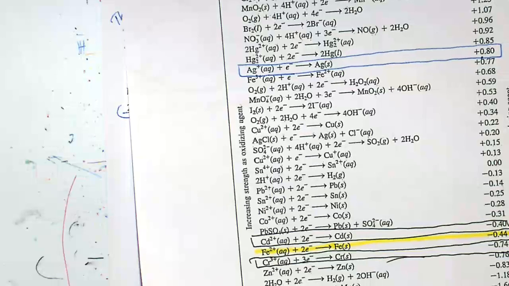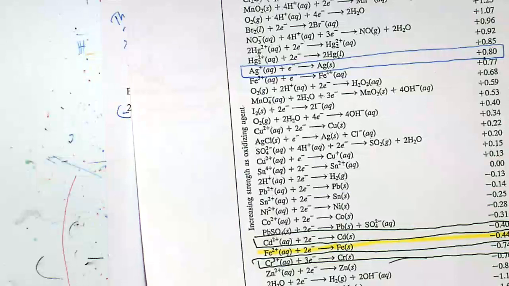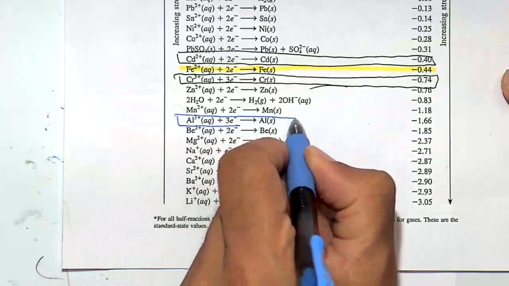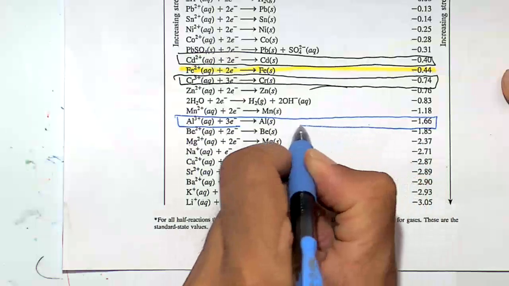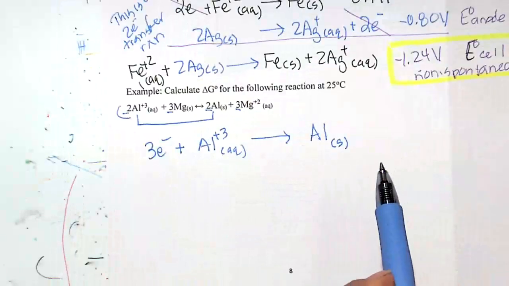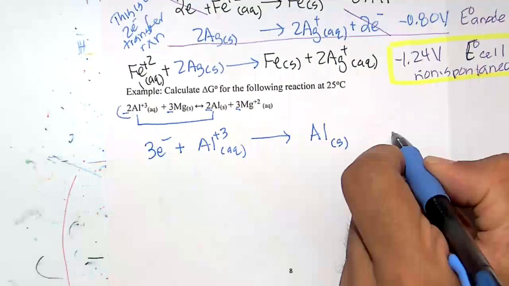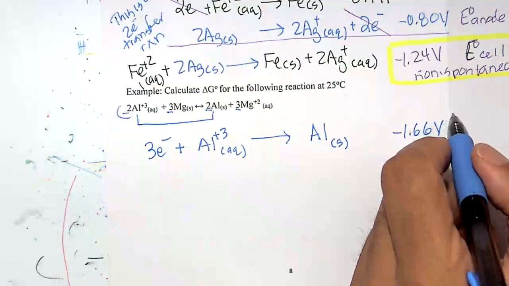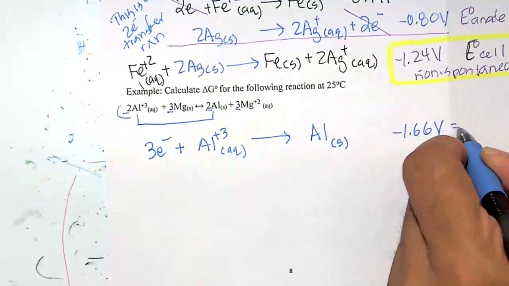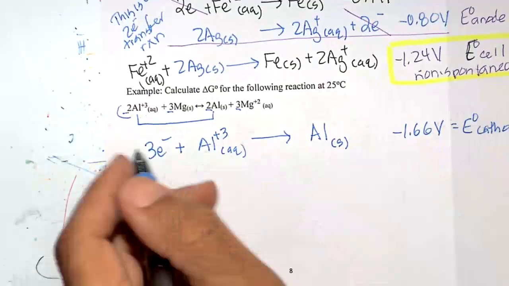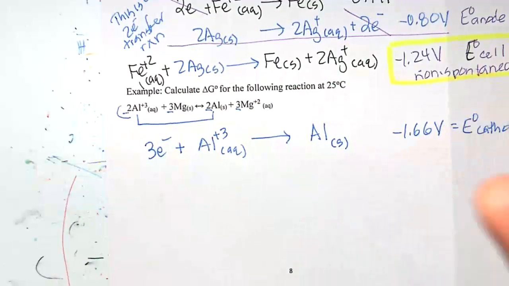And what is the voltage associated with this? You guys see this here? Negative 1.66 volts. This is the E cathode because cathode is where reduction happens. This is a reduction half reaction. Make sure you know this for testing. This is a reduction.